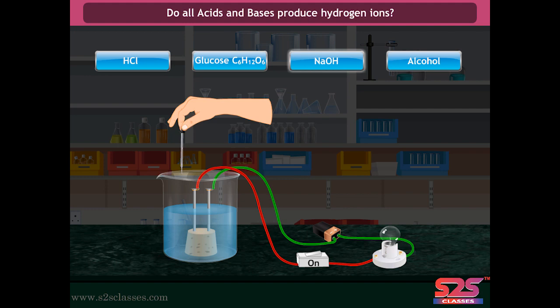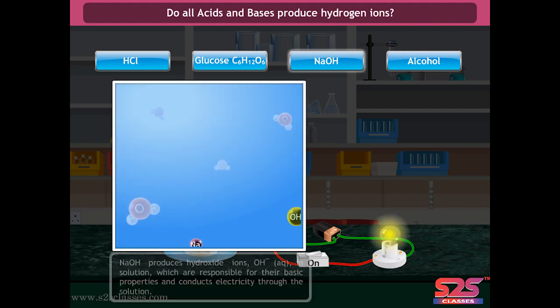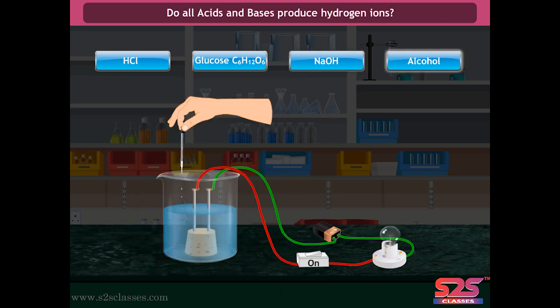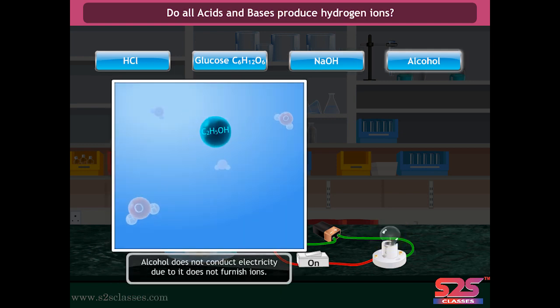NaOH produces hydroxide ions OH- (aq) in solution, which are responsible for their basic properties, and conducts electricity through the solution. Alcohol does not conduct electricity due to that, it does not furnish ions.